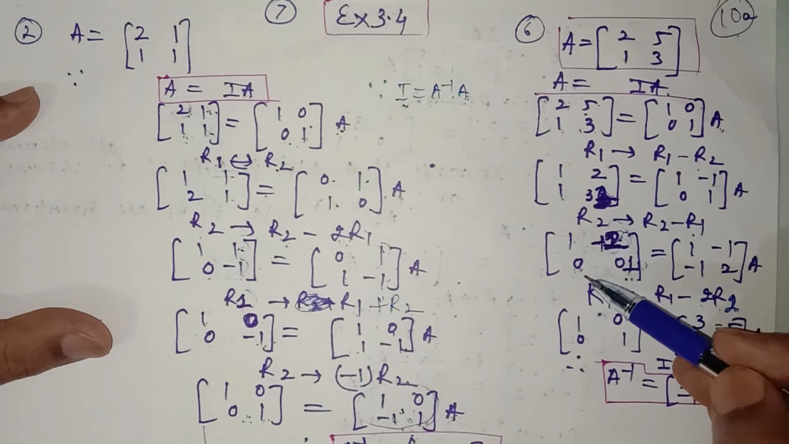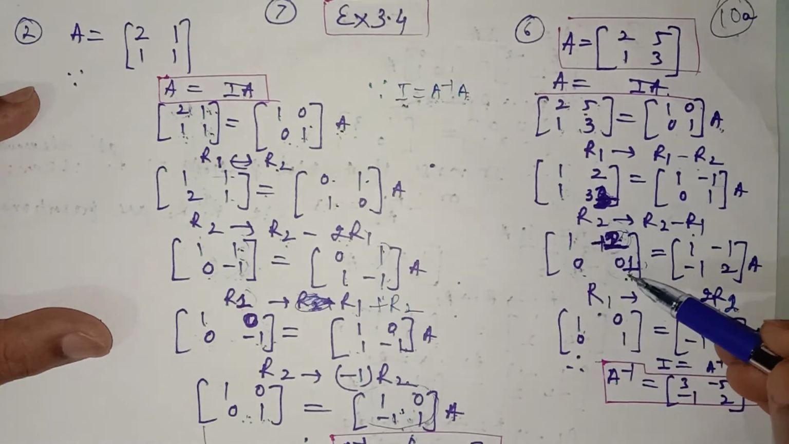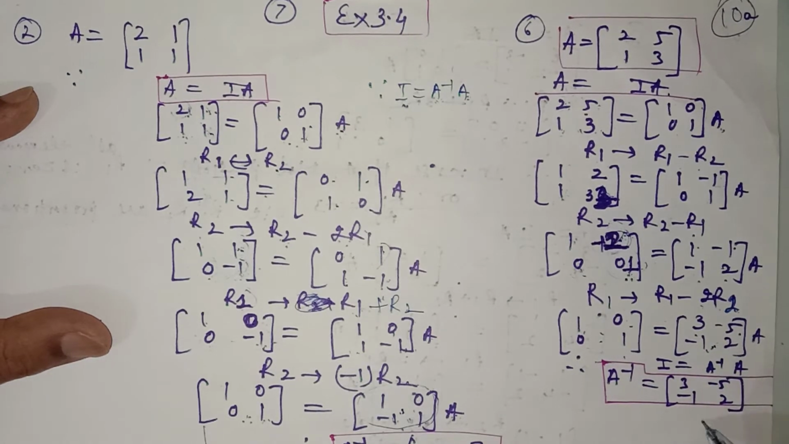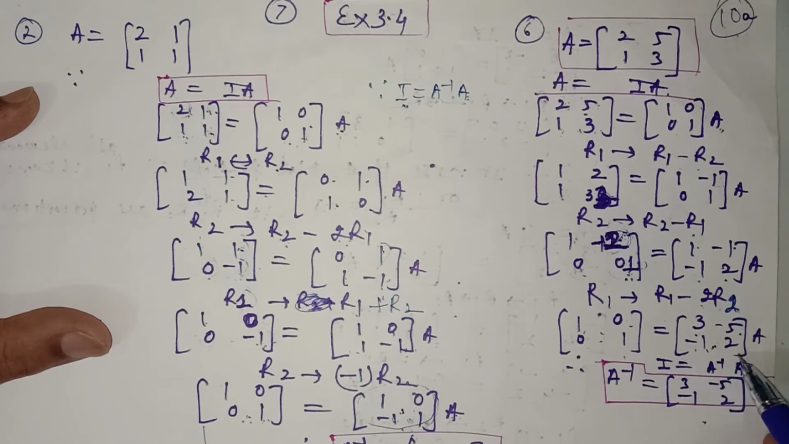Multiply by 2 and subtract from this, you will get 1. Multiply this by 2 and subtract from this, you will get 0. Multiply this by 2 and subtract from this, you will get 3. Multiply this by 2 and subtract from this, you will get minus 1. So you will get I, 1 0 0 1. So this must be A inverse, because I is equal to A inverse into A. So A inverse is equal to 3 minus 5 minus 1 2.